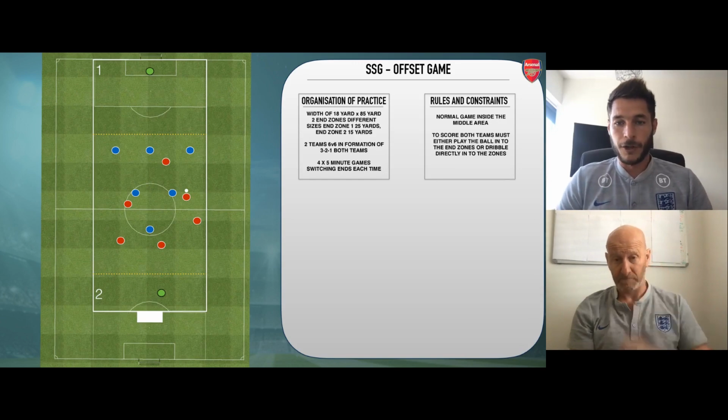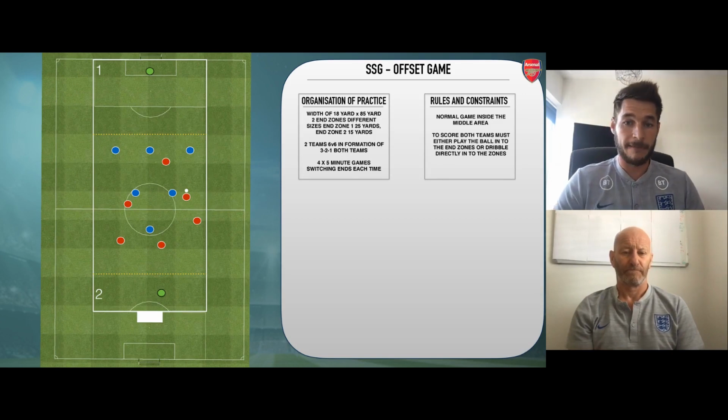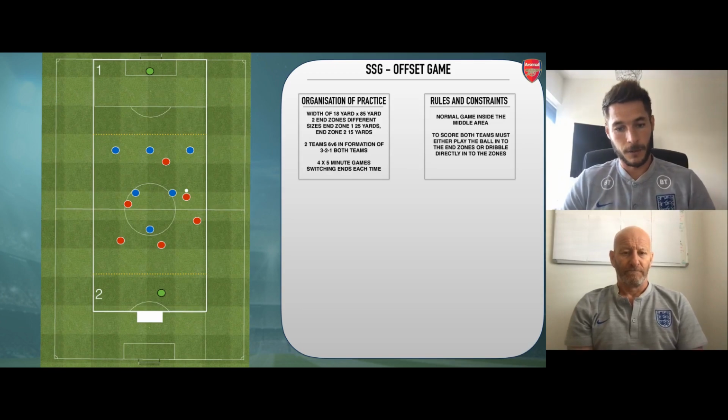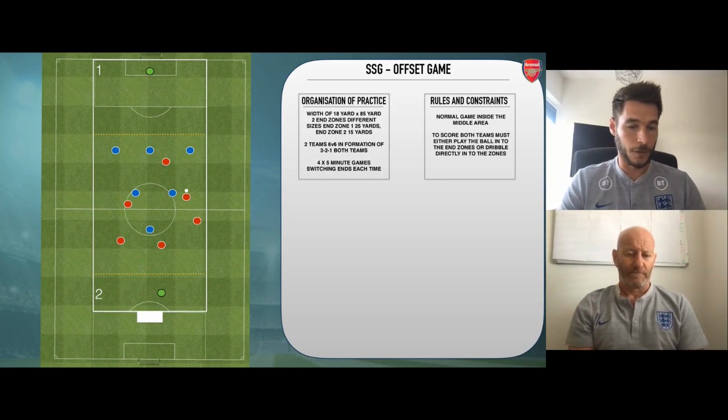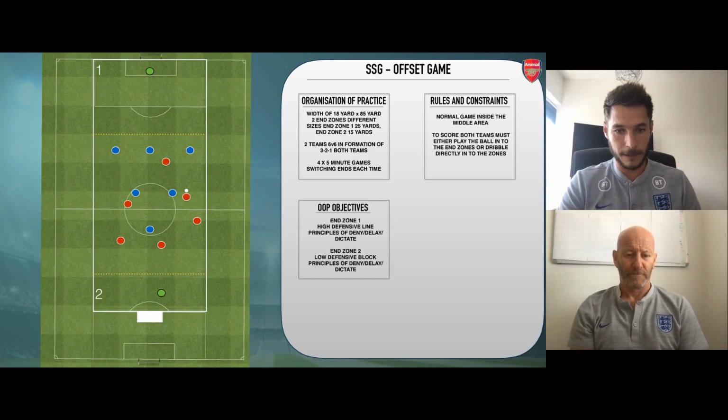Looking at the rules and constraints, it's a normal game inside this middle area. However, to score, both teams must either play the ball directly into the end zone or dribble through into the end zone. So that's the only way they can score. They cannot get the ball out of their feet and shoot from that middle area. The only way is by either directing or dribbling into the end zone.